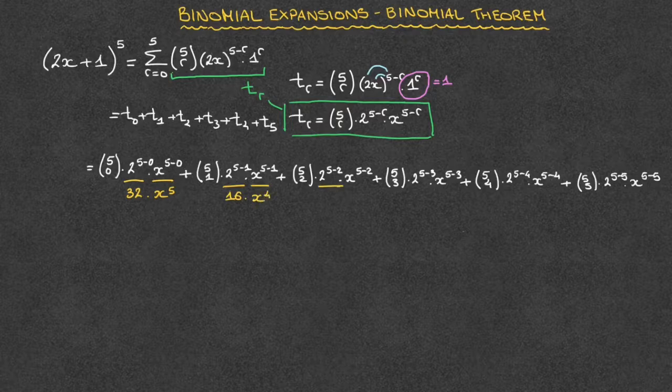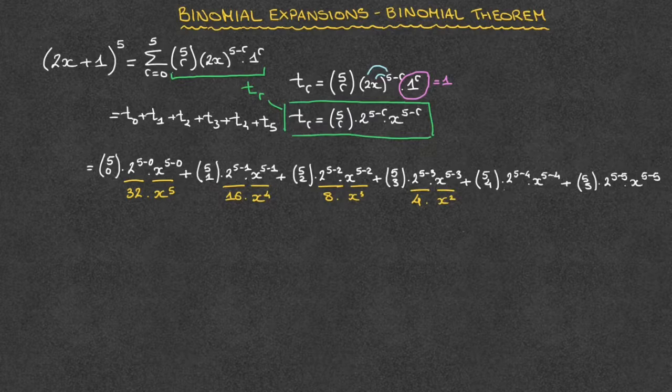In the next term, we have 2 to the power of 5 minus 2, that's 2 to the power of 3, which is equal to 8, which multiplies x to the power of 5 minus 2, which is x to the power of 3. We carry on, we have 2 to the power of 5 minus 3, which is 2 to the power of 2, and that's equal to 4, and that multiplies x to the power of 5 minus 3, which is x to the power of 2.